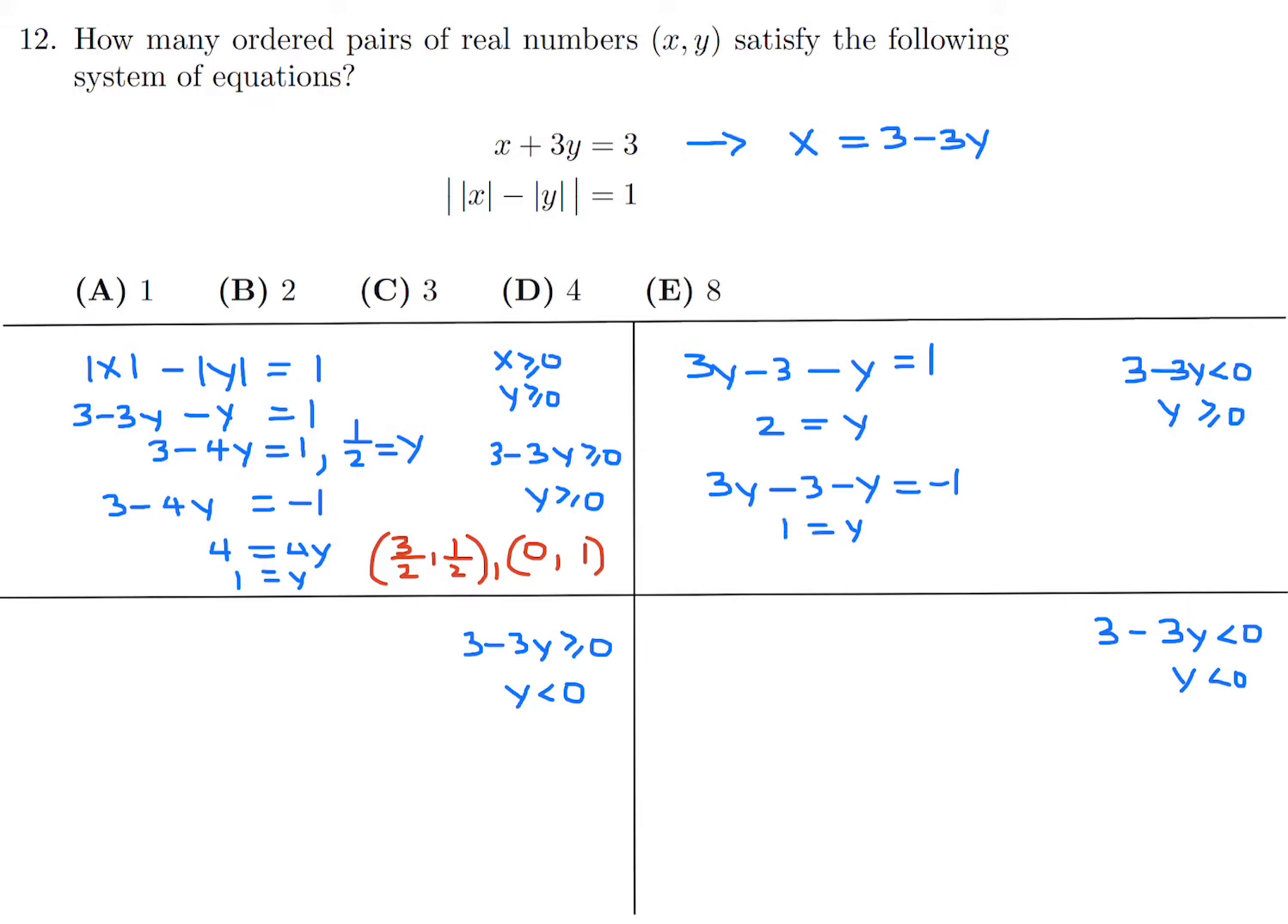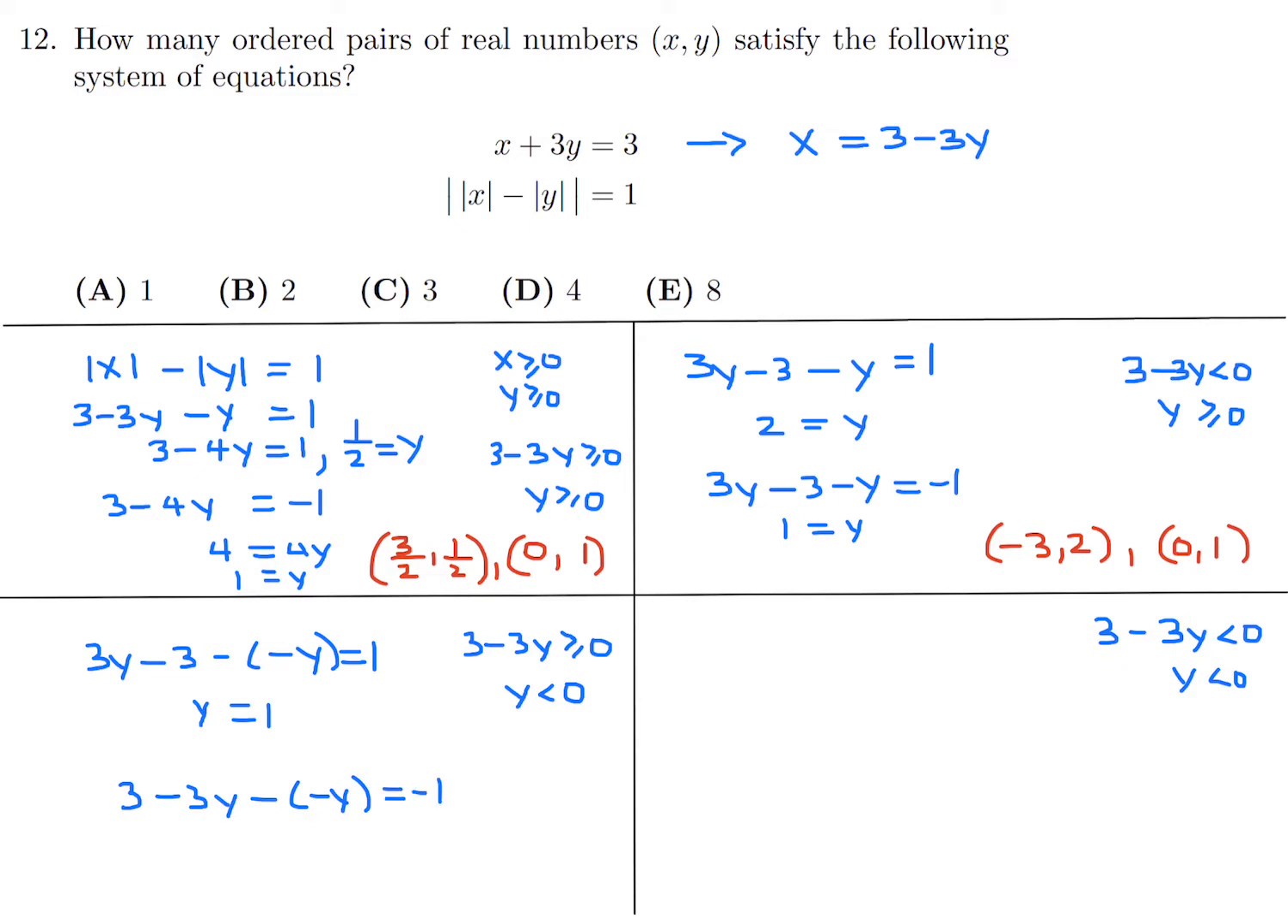So as before, substitute back into here to get the x values, and when you do, you get minus 3, 2, and 0, 1 again. Okay, well, let's do the other guys. This one would be 3y minus 3 minus y this time is equal to 1, and that's going to give me y is equal to 1. And then the other guy would be 3 minus 3y minus y is equal to negative 1, and that's going to give me y is equal to positive 2.